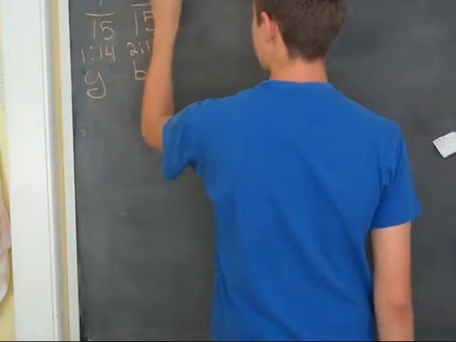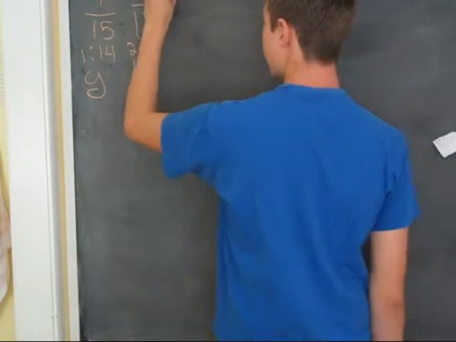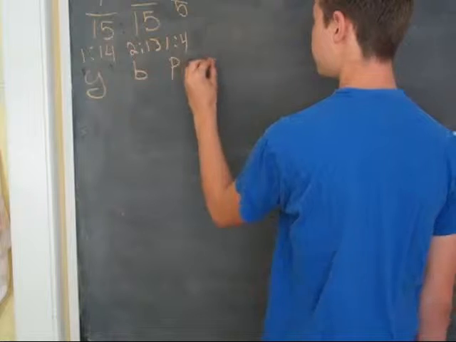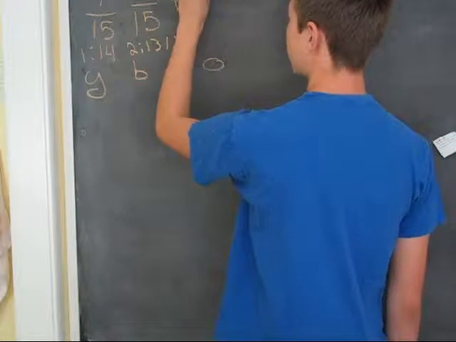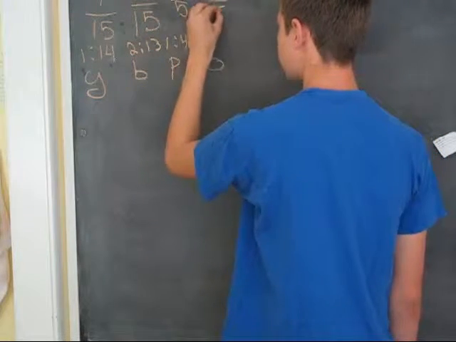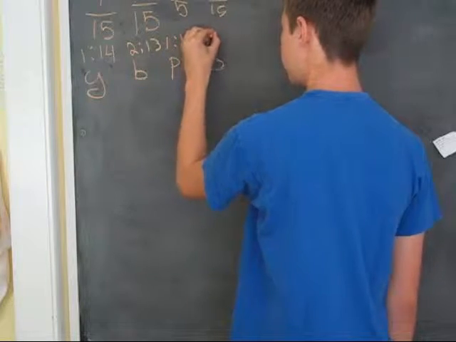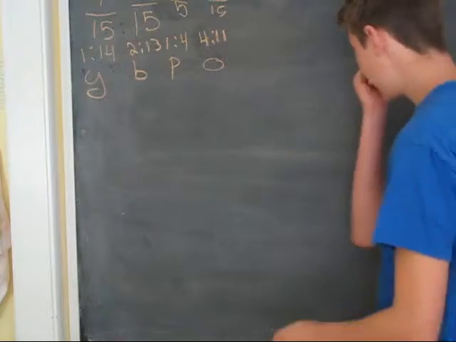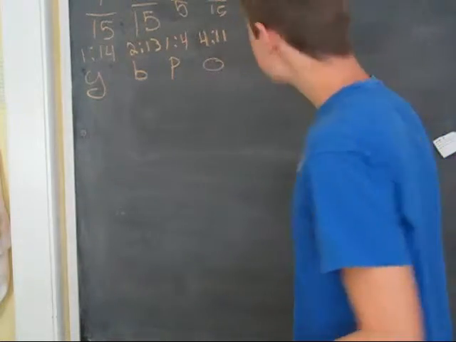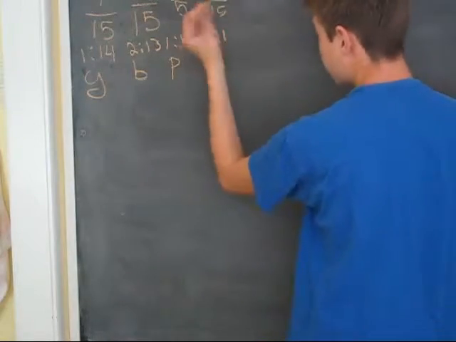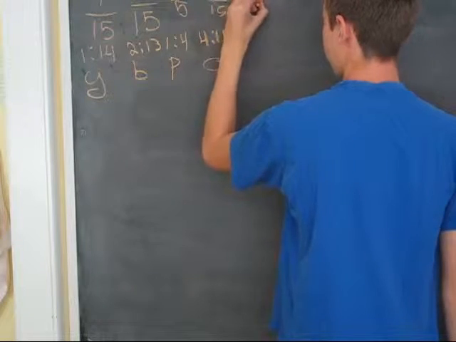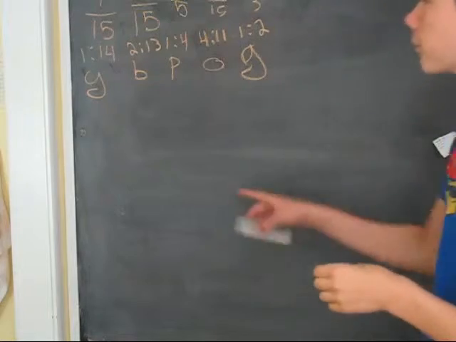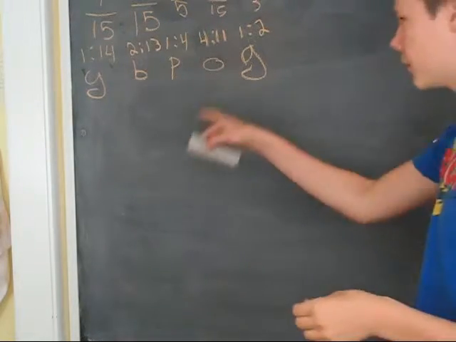Purple is 3 out of 15, which simplifies to 1/5. And then the next color is orange. So orange is 4 out of 15, or 4 to 11. And then the last color, last but not least, is green. 5 out of 15, which simplifies to 1/3, or 1 to 2. So these are the single probabilities and odds of all the different colors.